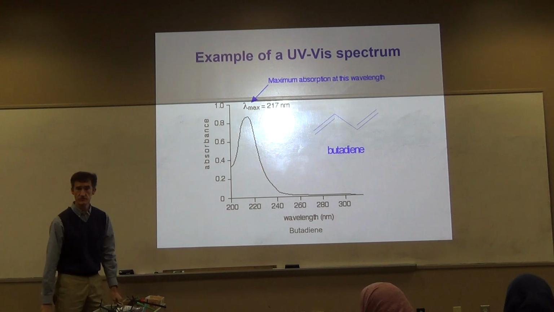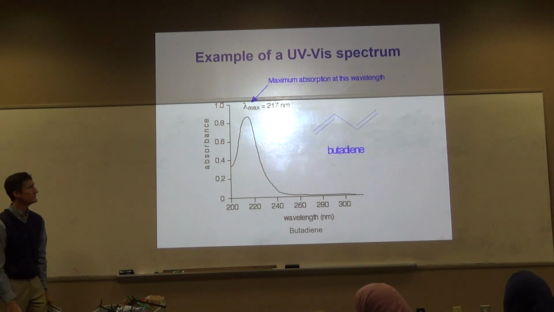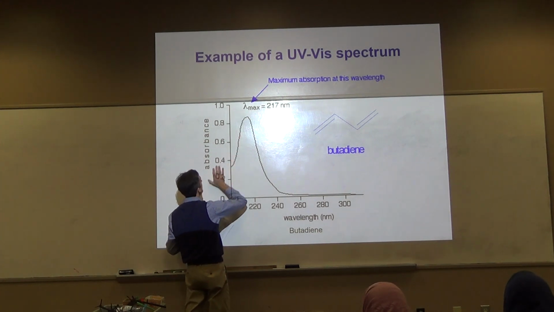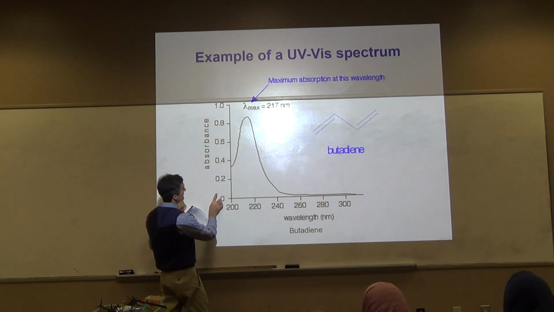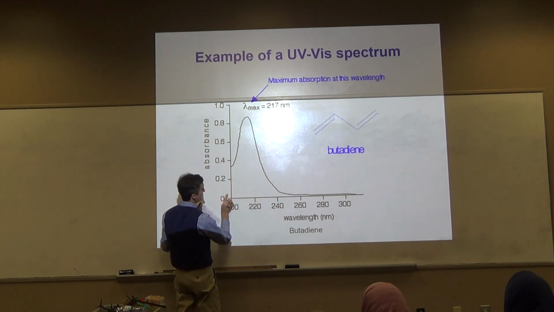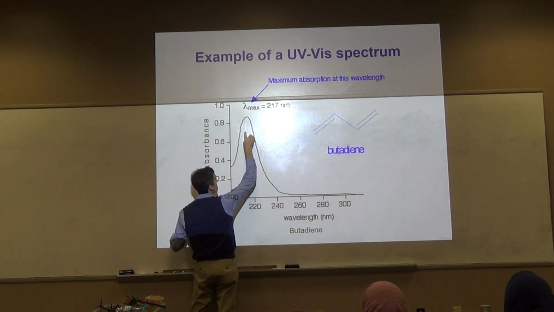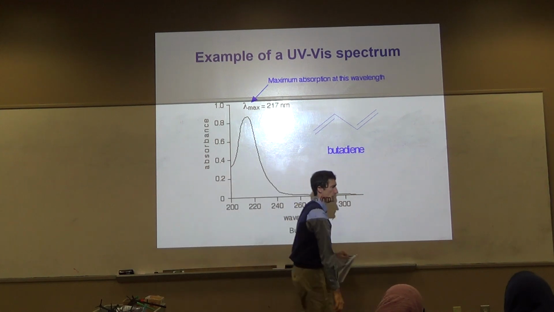IR has lots of peaks, and with IR, the peaks typically come down. Lots of peaks, particularly in the fingerprint region. Here, typically we get a peak up, absorbance. This molecule is absorbing a lot of light here. High absorbance at a wavelength of about 220 what? Nanometers.